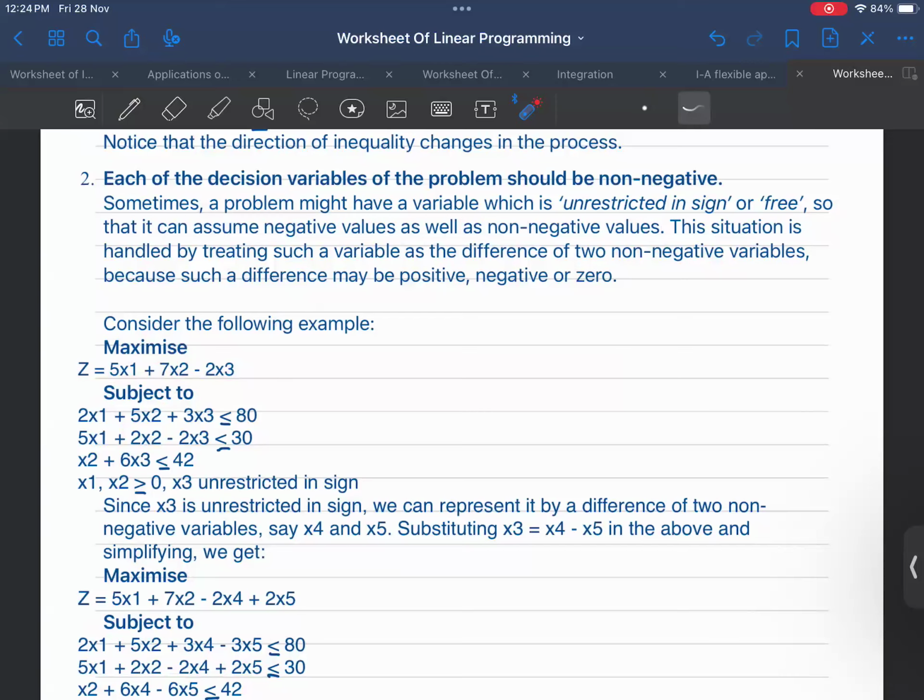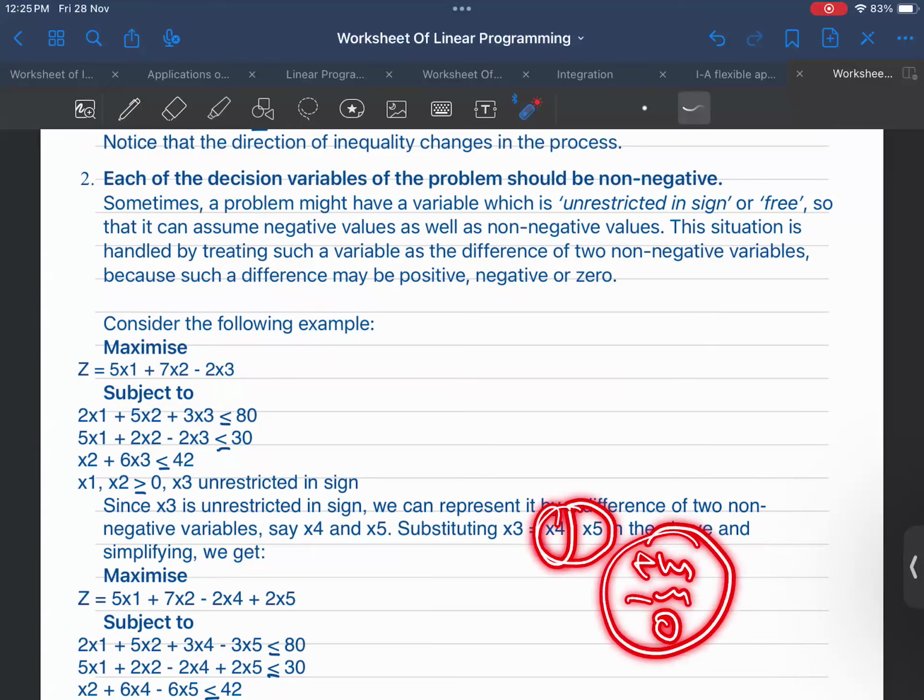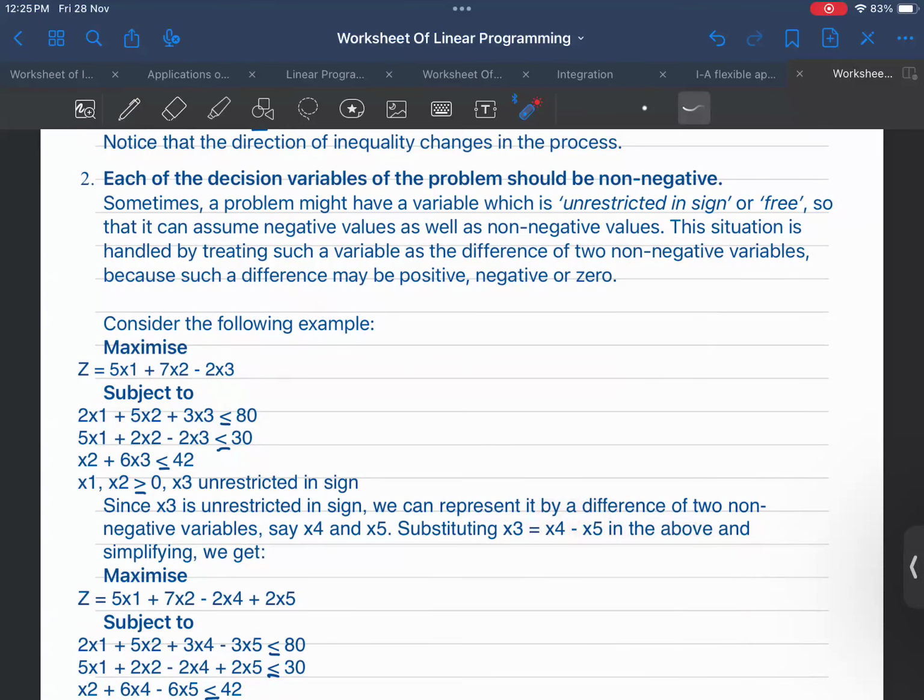In that case, since x3 is unrestricted in sign, we can represent it by the difference of two non-negative variables. We will consider two other variables, let them be x4 and x5, and both need to be non-negative. Now we will substitute: in place of x3, we will write x4 minus x5. The value of x4 minus x5 can be positive, negative, or zero, but individually x4 and x5 are non-negative.